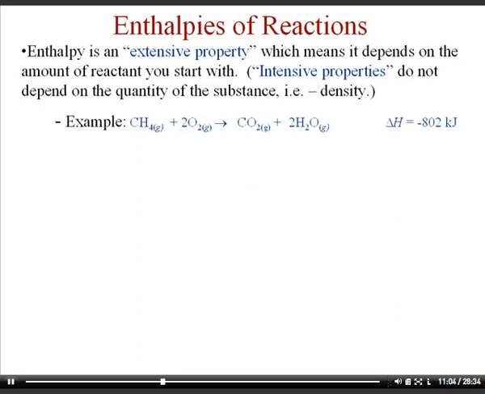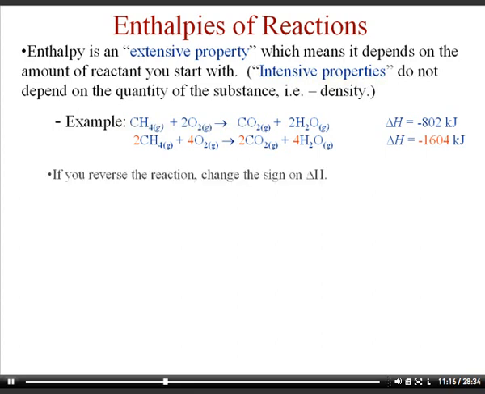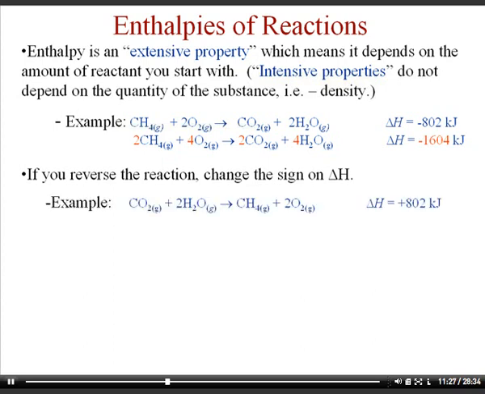And enthalpy is extensive, which means if we were to have a chemical reaction, as shown on the screen, with a delta H of negative 802 kilojoules, and we were to double that reaction, well, you would double the amount of heat that's given off. Now, if you reverse the reaction, it's going to change the sign. So instead of doing products minus reactants giving you a negative number, you would do reactants minus products, and you would basically get a positive number. So if you reverse the reaction, the sign changes.